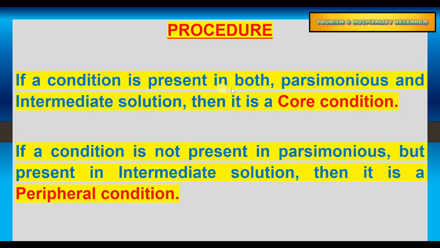If a condition is present in both the parsimonious and intermediate solution, then it is a core condition. And if a condition is not present in the parsimonious but present in the intermediate solution, then it is a peripheral condition. Now we will go to the FSQCA software and check how it's actually done.